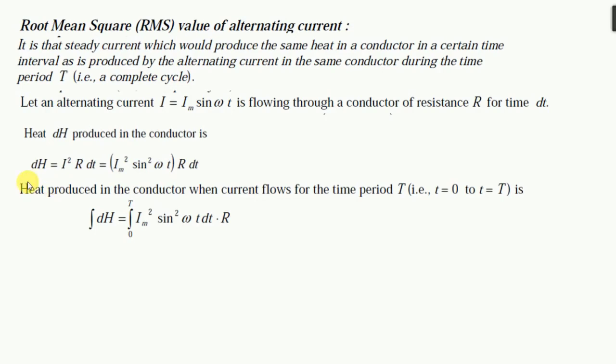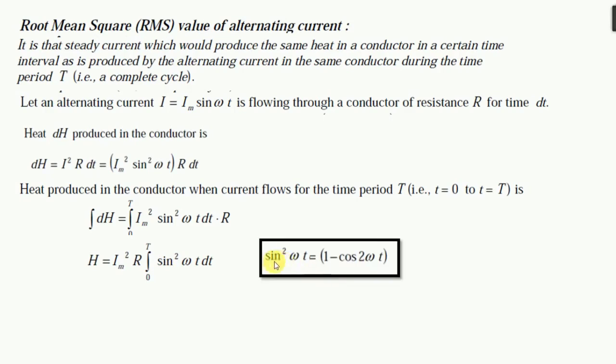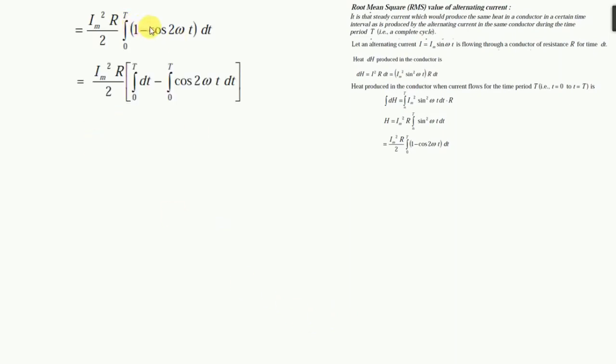Now to find the total heat, I have to integrate this from 0 to time period T. So now this Im square and R, being constant, will come out, and we have to integrate from 0 to T sin square omega t dt. And in this expression we don't have the formula for integration of sin square, so I have to simplify this sin square. So the formula for sin square omega t is (1 minus cos 2 omega t)/2. So I can write this. So now next I'll open the bracket, so I'll integrate dt and cos 2 omega t dt separately.